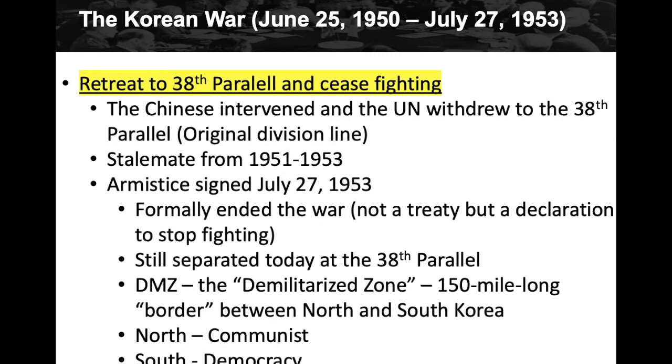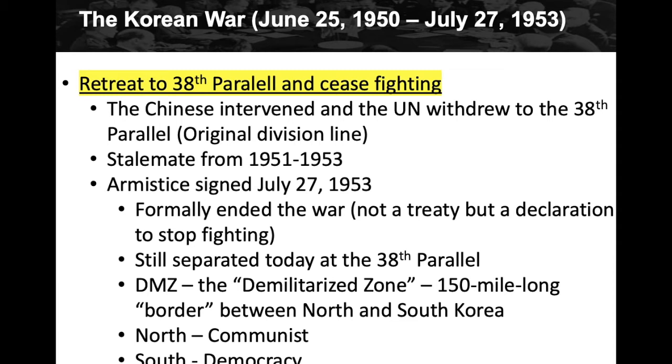Okay, so then we have retreat to the 38th parallel. That's spelled wrong, sorry about that. And cessation of fighting. The Chinese intervened, and when the Chinese intervened, they pushed against the U.S. and UN troops in the peninsula, and the UN decided to withdraw to the 38th parallel, which again was kind of like the original division line. And from 1951 to 1953, it was kind of like a stalemate right along there. There were other battles that went on, but it was a stalemate situation.